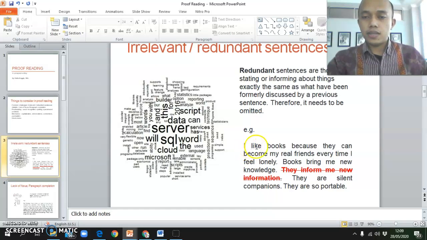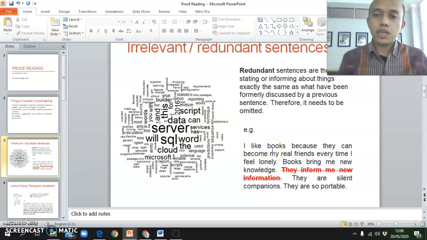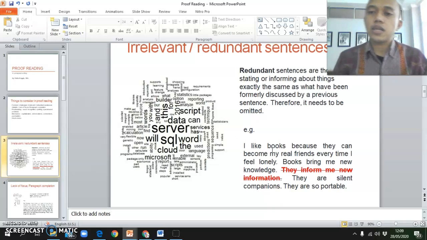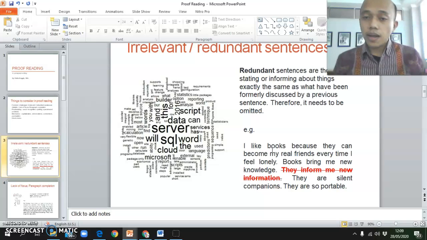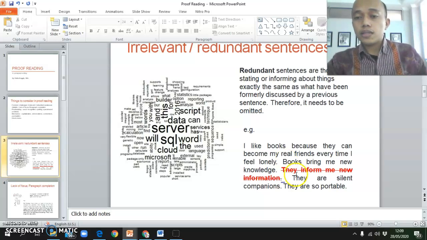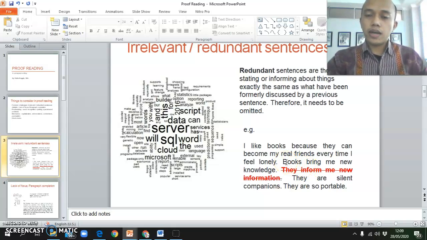Look at the topic sentence of this paragraph. I like books because they can become my real friends every time I feel lonely. So the topic sentence is that the writer likes books. Now look at the second sentence. Books bring me new knowledge. This second sentence supports the idea of the topic sentence. And if we have a look at the third sentence, they inform me of new information.